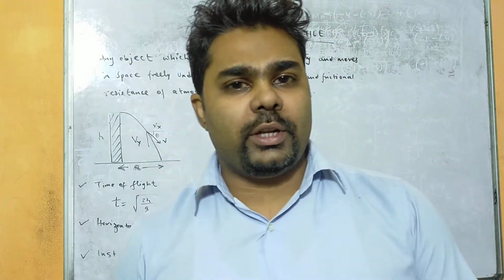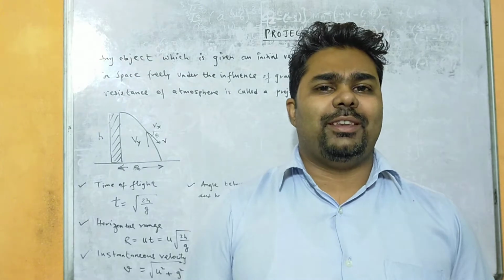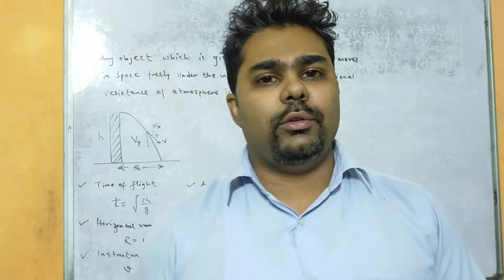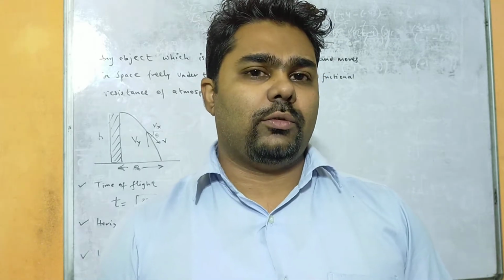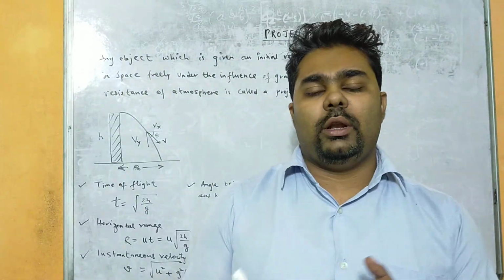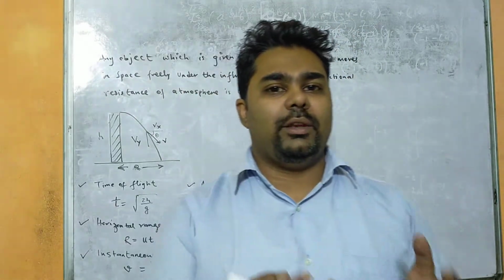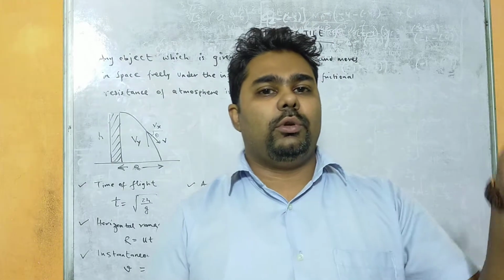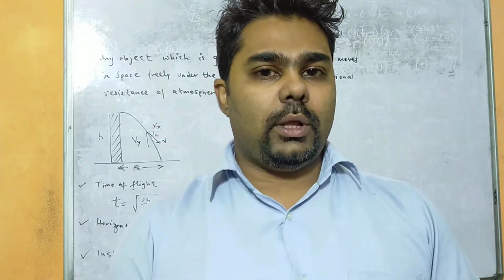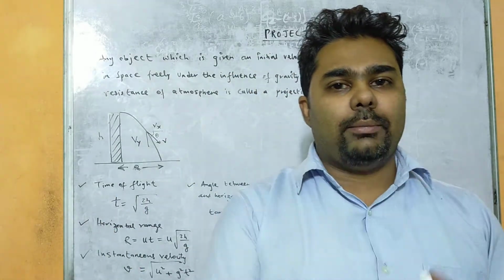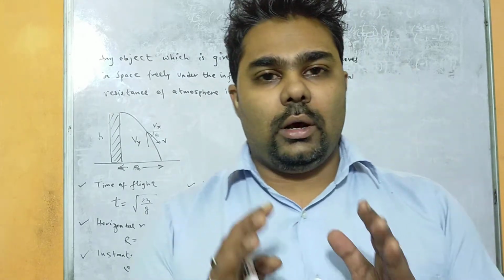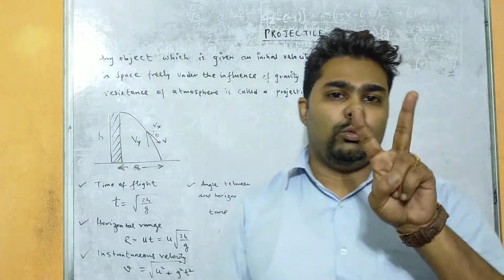So what is a projectile? When an object is given some initial velocity and it covers some distance under the influence of gravity and air resistance of the atmosphere, it is called a projectile. Or you can say when an object is thrown with some initial velocity and it covers some distance without being propelled by any fuel. That means without any fuel, with whatever force you have thrown that object, with that force only the object will cover some distance.